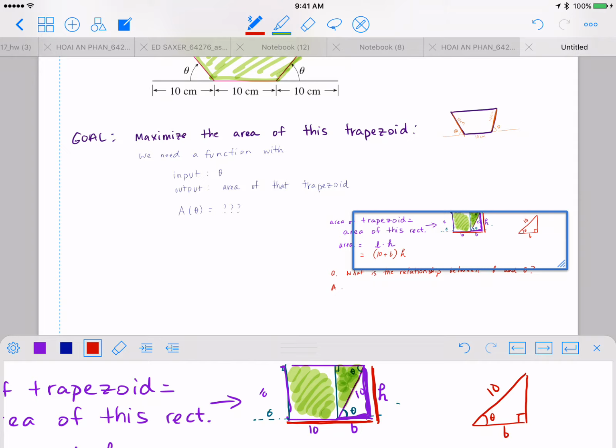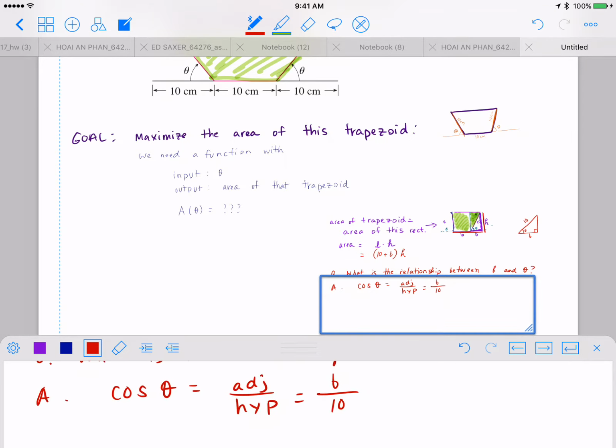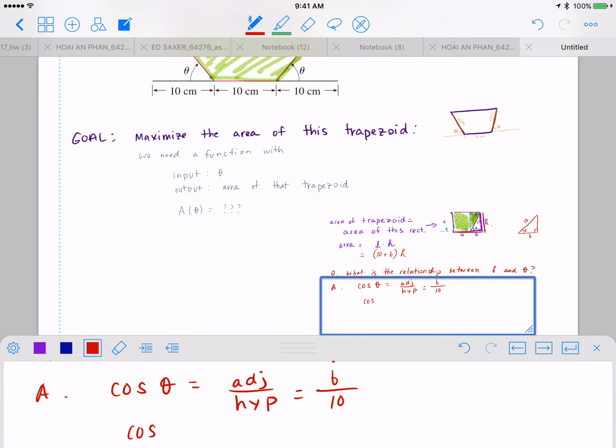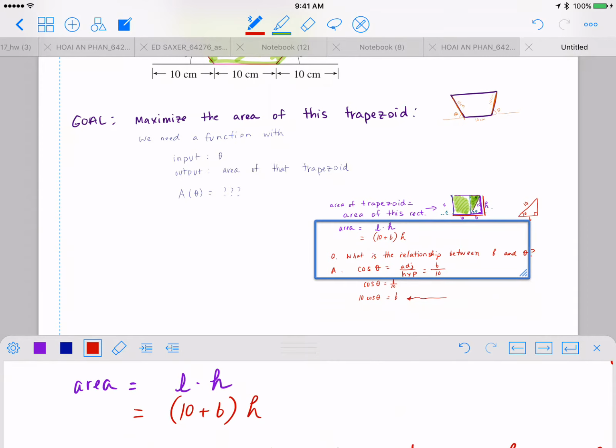So we use trigonometry to say that cosine of theta is b over 10, right? Because cosine of theta is adjacent over hypotenuse. And in our case, the length of the adjacent side is b. The length of the hypotenuse is 10. So this means that cosine of theta equals b over 10. So b is 10 times cosine theta. This is the relationship that we're going to use.